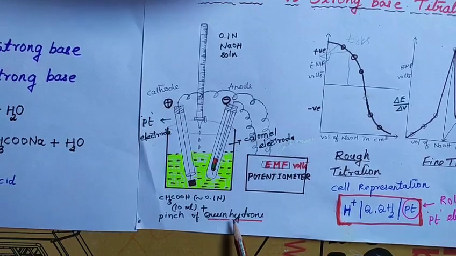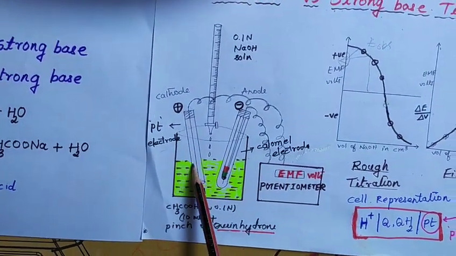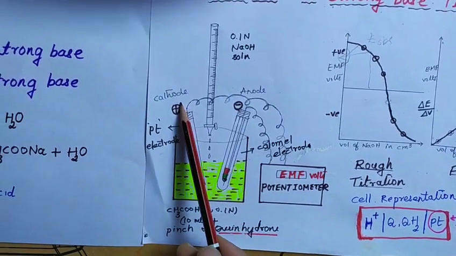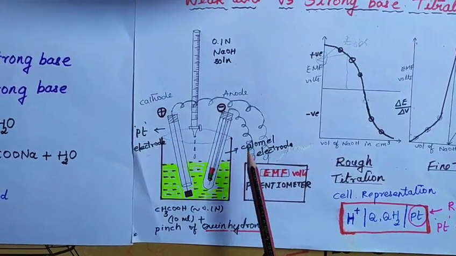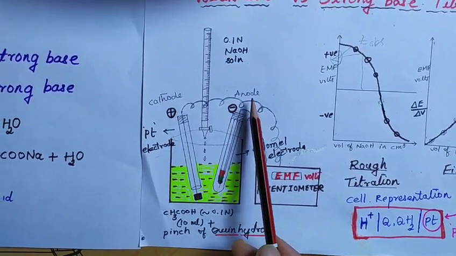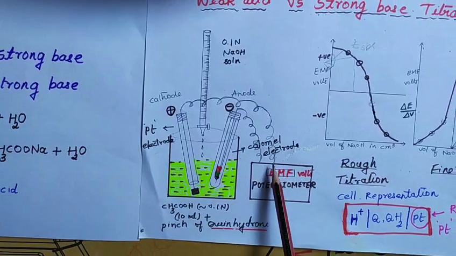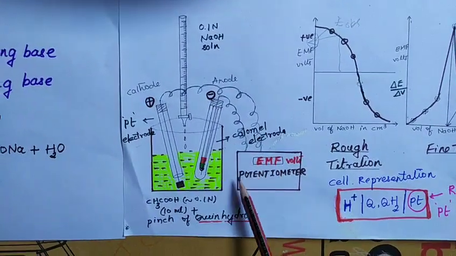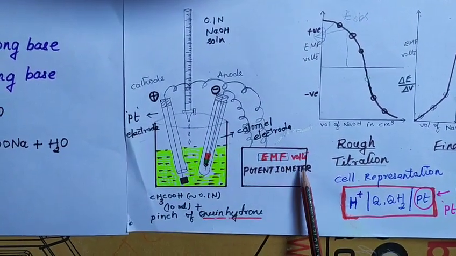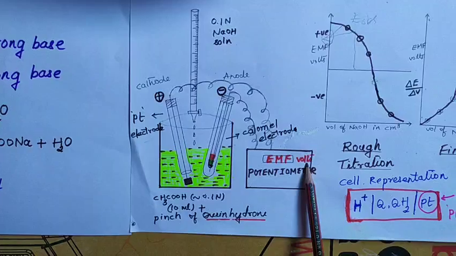the quinhydron. Dip the platinum electrode, which is a working electrode, acts like a cathode. Then dip a calomel electrode, that is a reference electrode which acts like an anode. Connect both the electrodes to the potentiometer where we measure the EMF in terms of volts or millivolts.